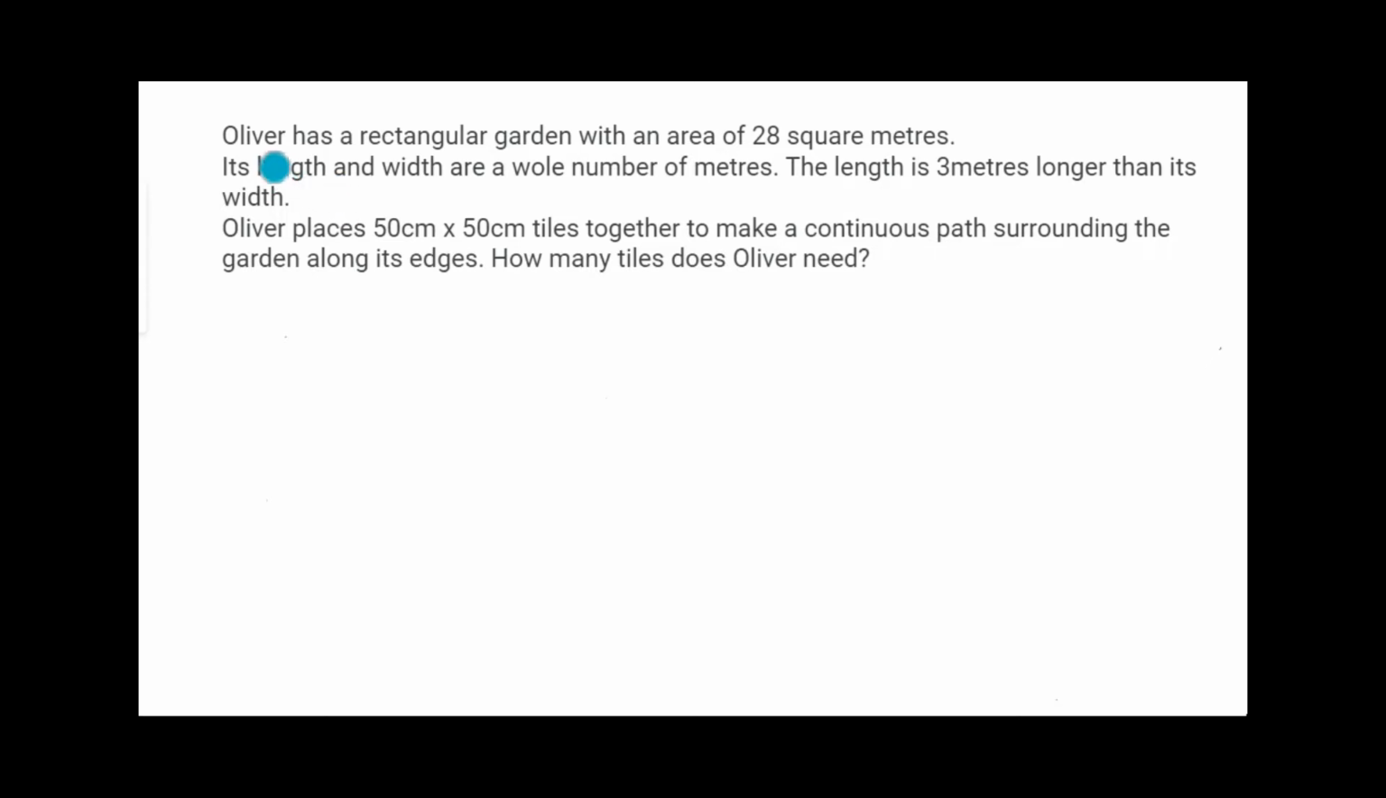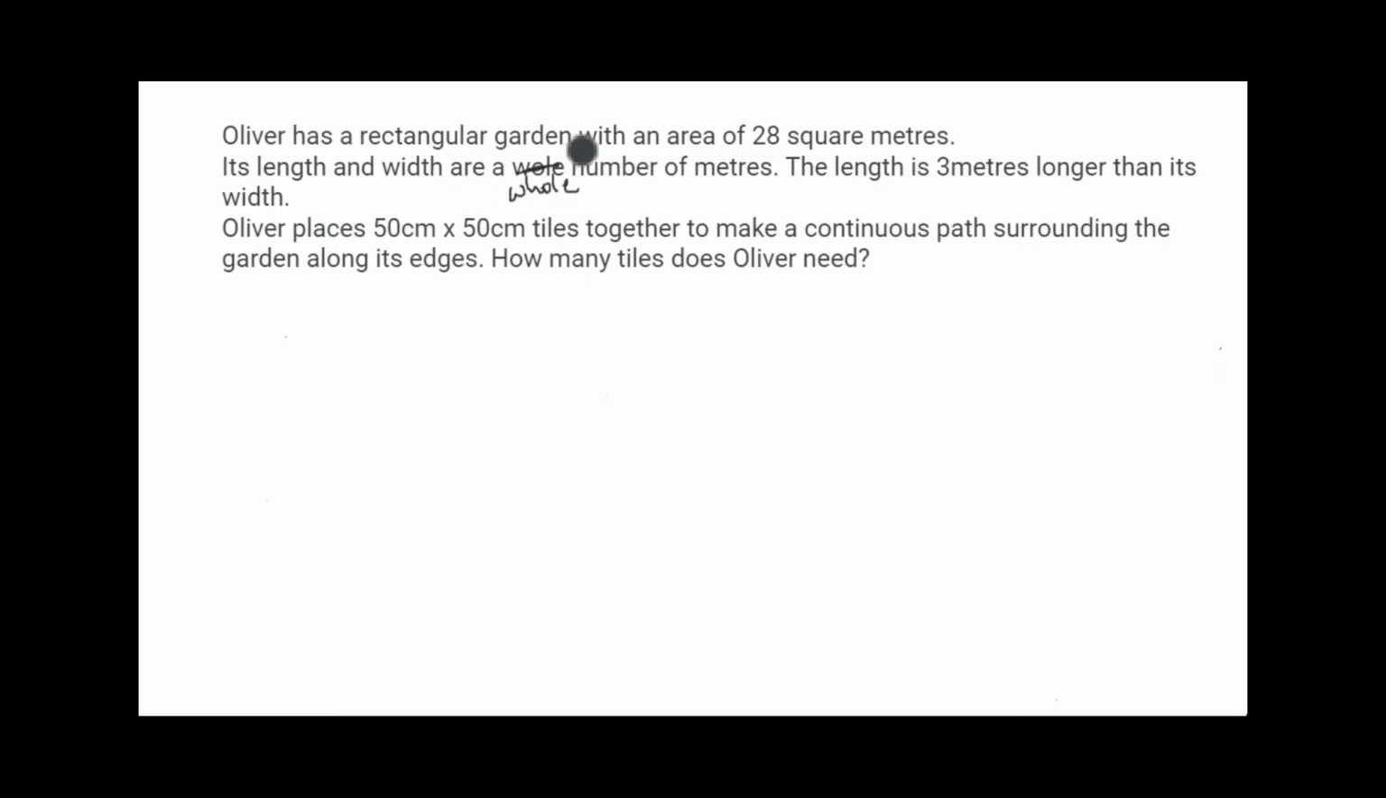So this is the question. Oliver has a rectangular garden with an area of 28 square meters. Its length and width are whole numbers of meters. The length is 3 meters longer than its width. Oliver places 50 cm by 50 cm tiles together to make a continuous path surrounding the garden along its edges. How many tiles does Oliver need?